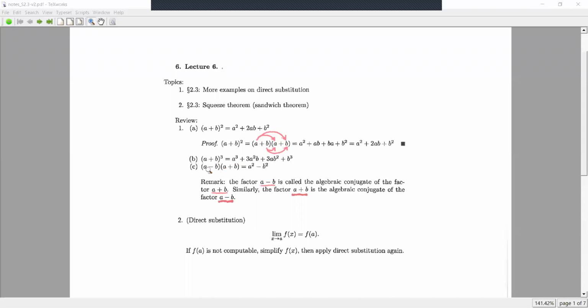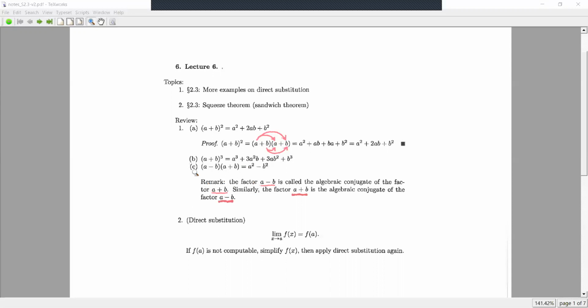Formula C: (a - b) times (a + b) is equal to a² - b². To see this equation, expand the product by distribution. Then some cancellations. Then we have the right-hand side.